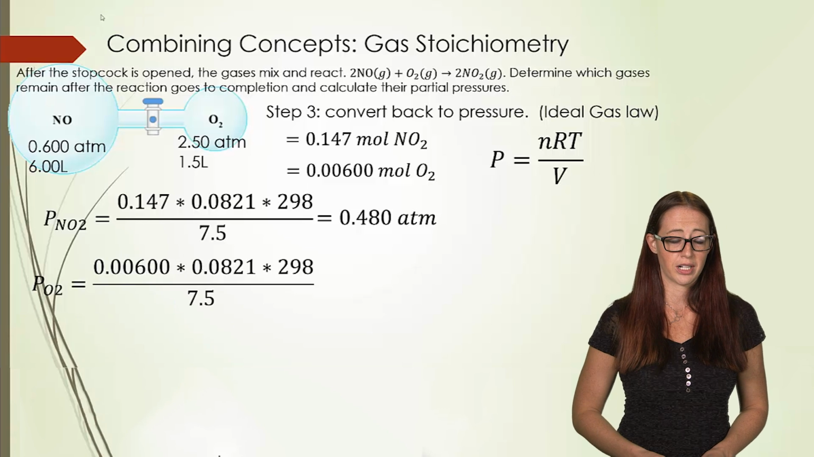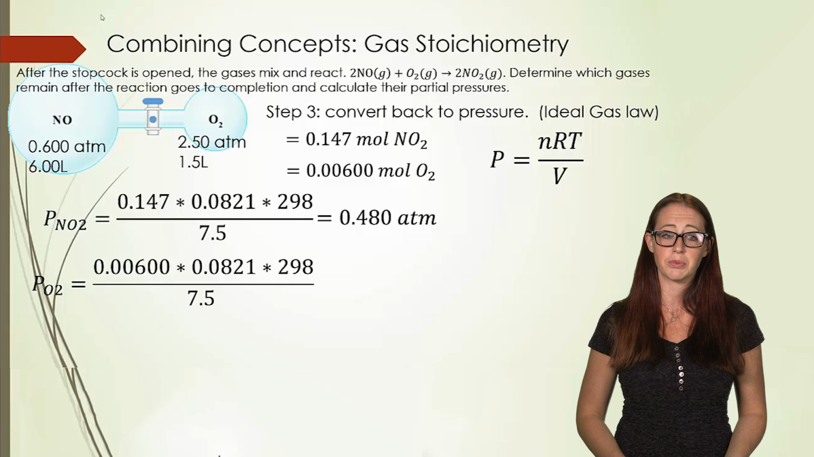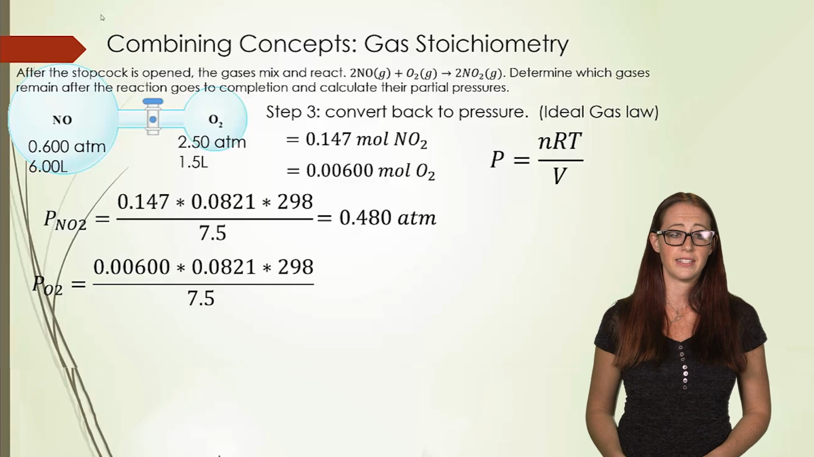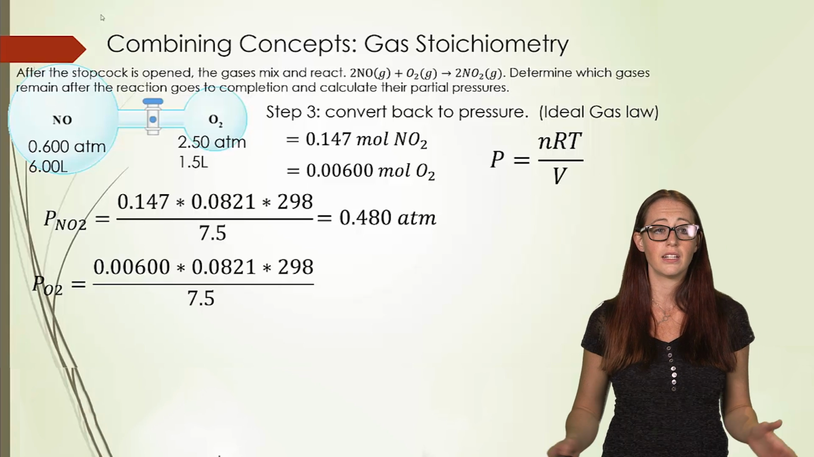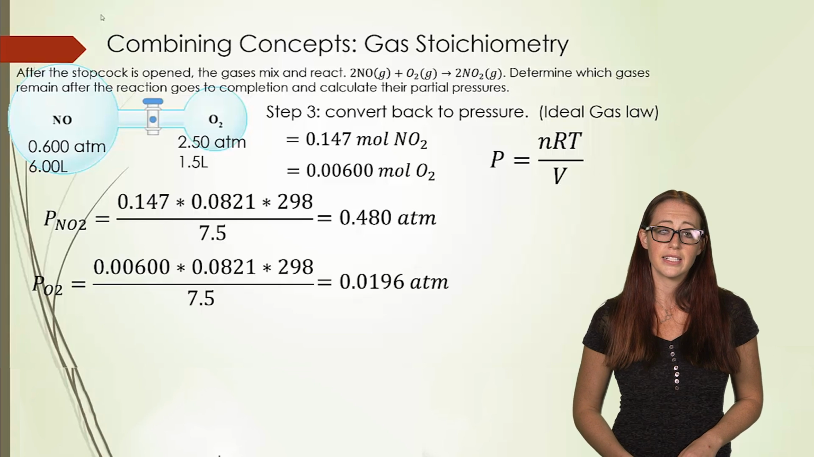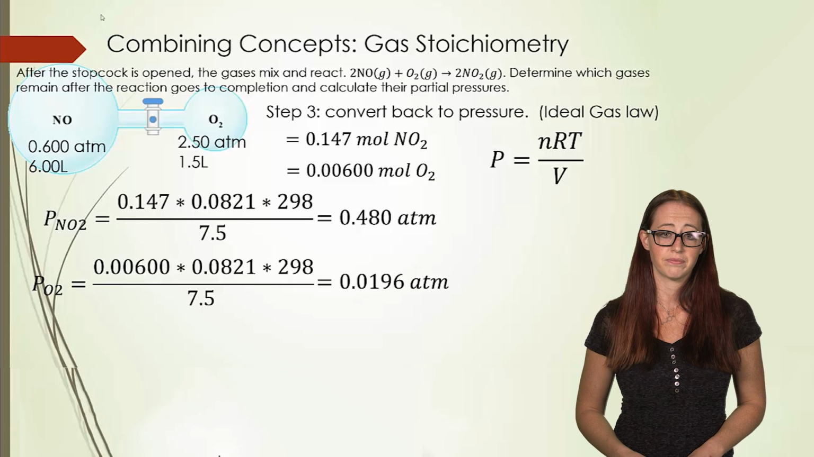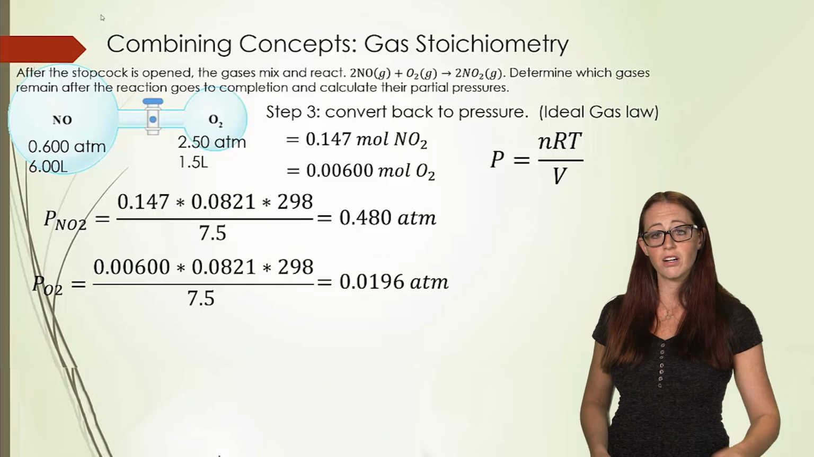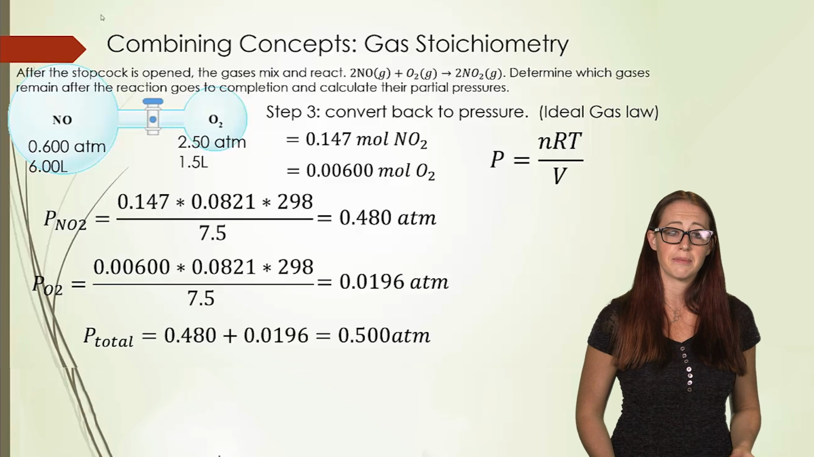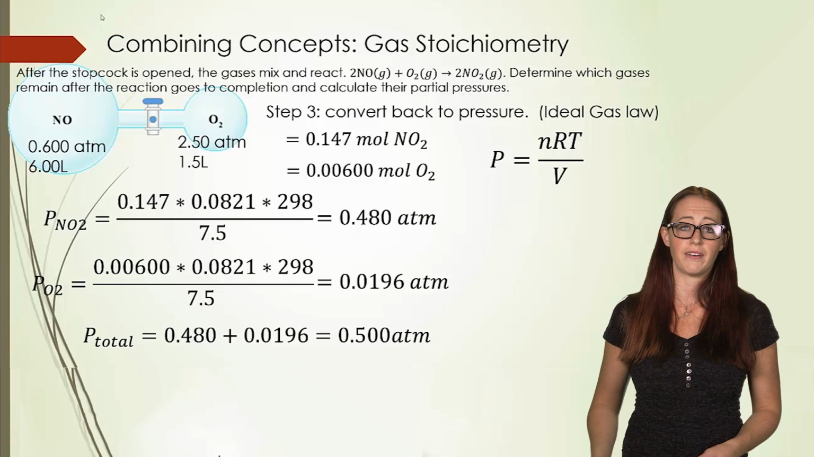We can also do this for our moles of oxygen. We fill in the moles of oxygen that were left over on the previous slide, our R, T, and V, again using the final V of the combined flasks to get our pressure of oxygen. From here, our last and final step is simply to add these up to get our final pressure.